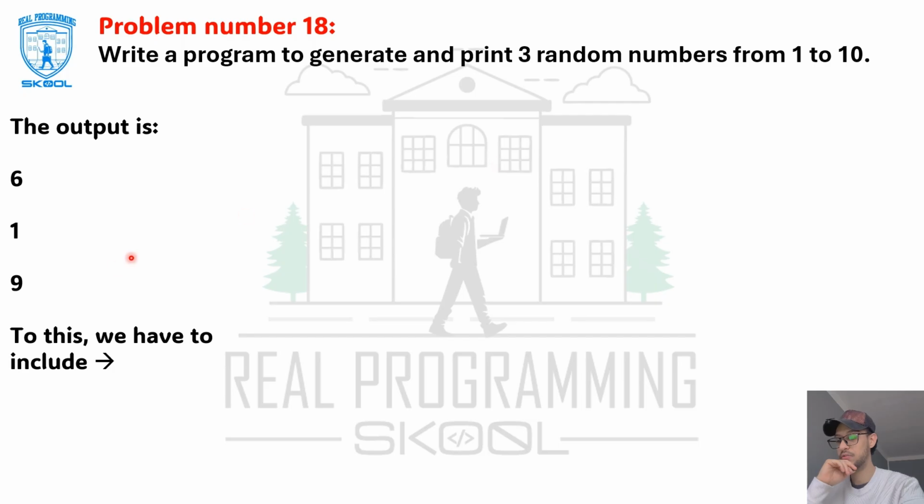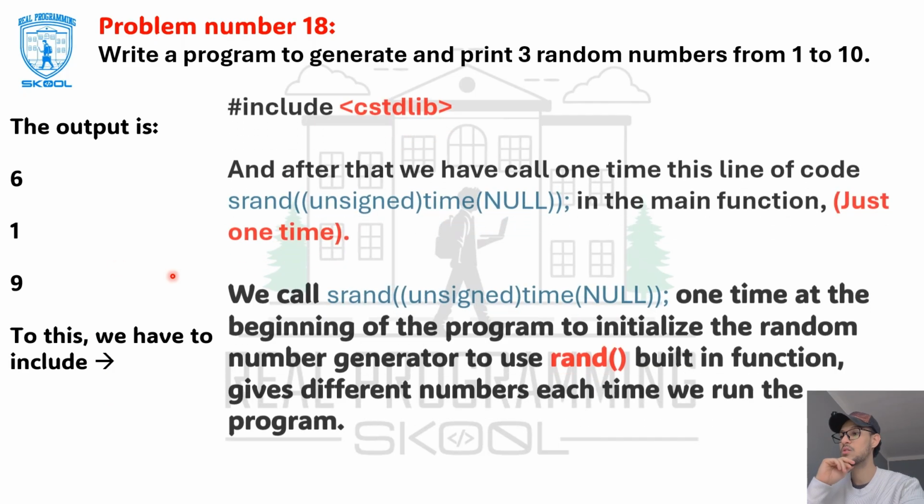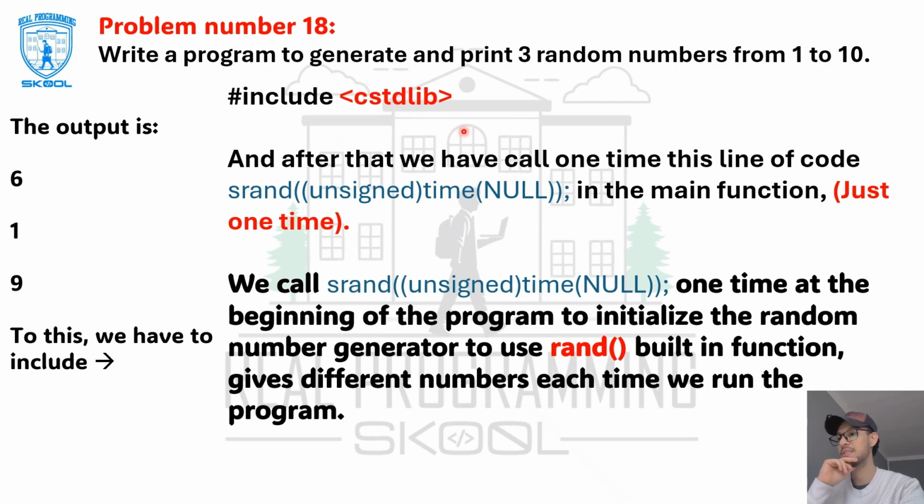Okay, to do this we have to include the cstdlib library. This library, or header file, is like iostream, like string. So first we have to include this library or header file: #include <cstdlib>. After that we have to call one time this line of code, which is srand(unsigned(time(NULL))). No need to memorize it. I just want you to understand the concept, okay?